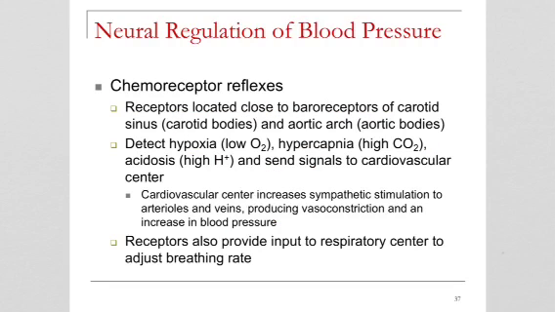Chemoreceptors are very close to the baroreceptors in two places again: carotid bodies and aortic bodies. So one is in the carotid sinus again, and the other is in the aortic arch. And they are detecting low oxygen, hypoxia, high carbon dioxide, hypercapnia, acidosis, too many protons, and all these signals go to the cardiovascular center.